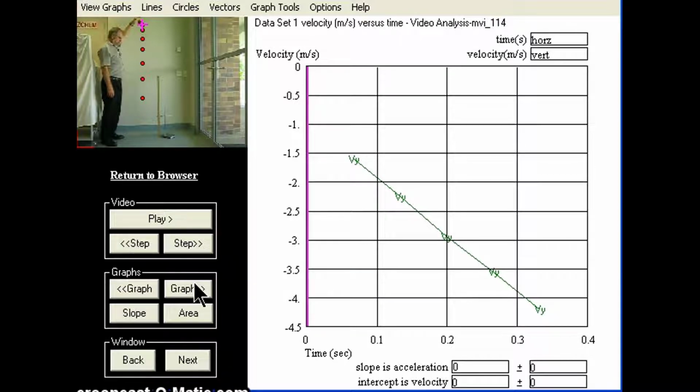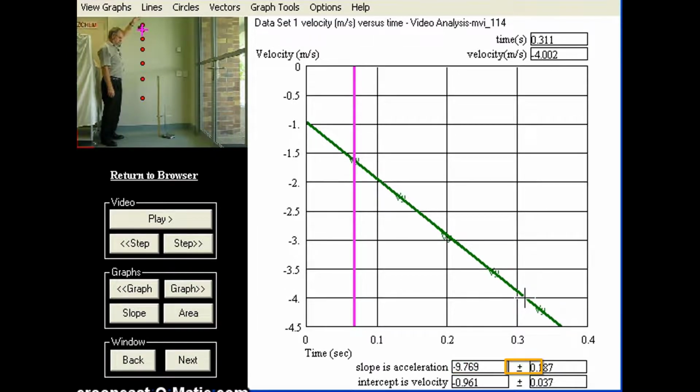So I was eager to find out how well my experiment had worked and how close to that value I could get. I'll ask the computer to calculate the gradient for me. All I need to do is to click on this end of the line and then on this end. And there you can see the value, minus 9.8 meters per second per second.